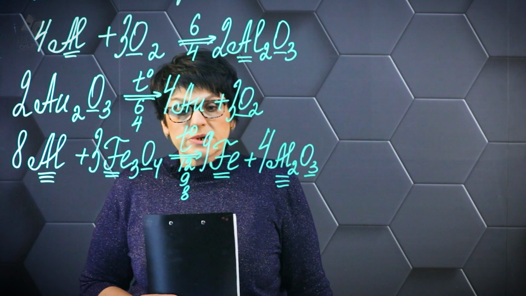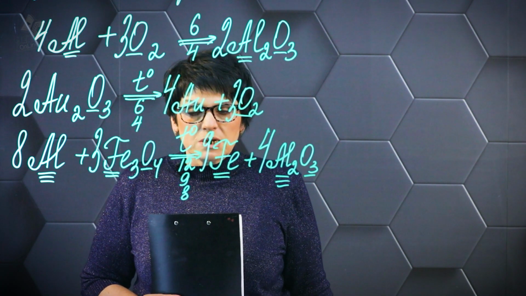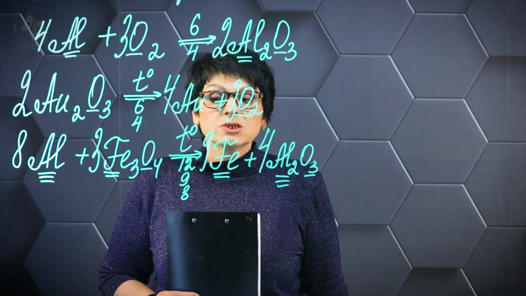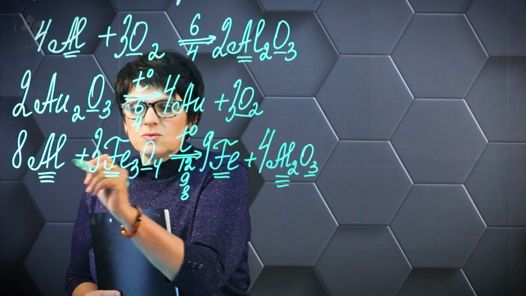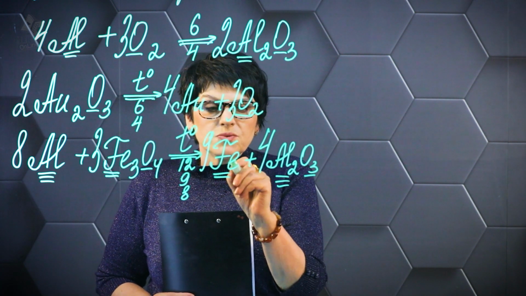Additionally, I would like to remind you that the reaction equation can also be read as a chemical language. 8Al plus 3Fe3O4 equals 9Fe plus 4Al2O3.